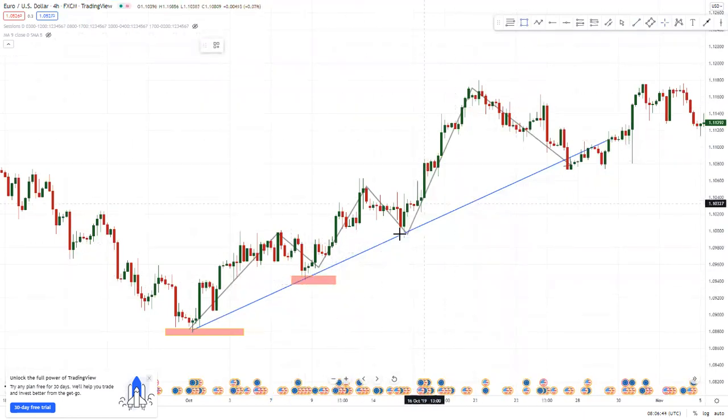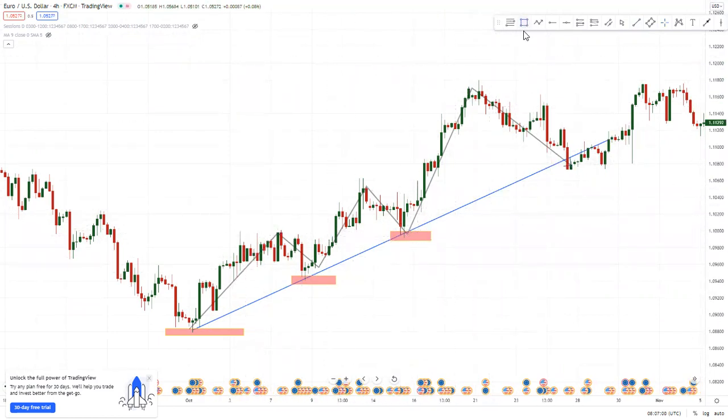This is our lower low. This is our higher low. This is our higher low, and we have a higher low here. So let's do this now.